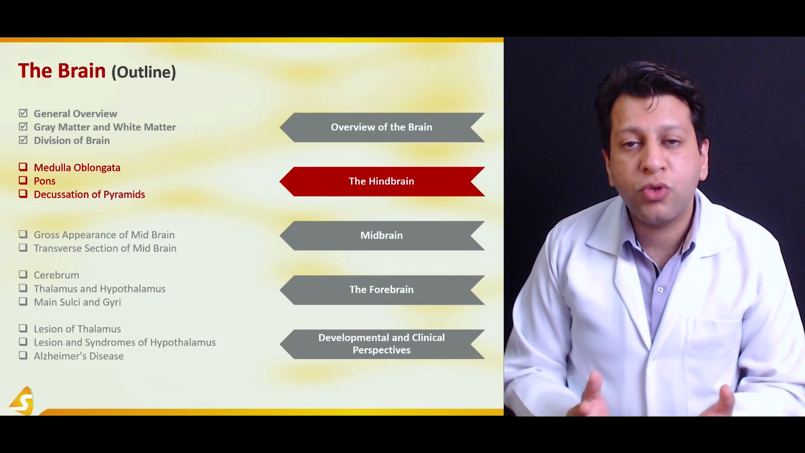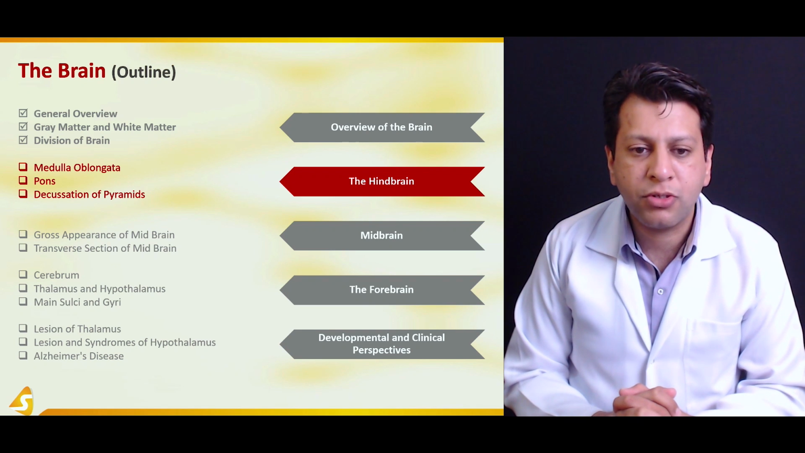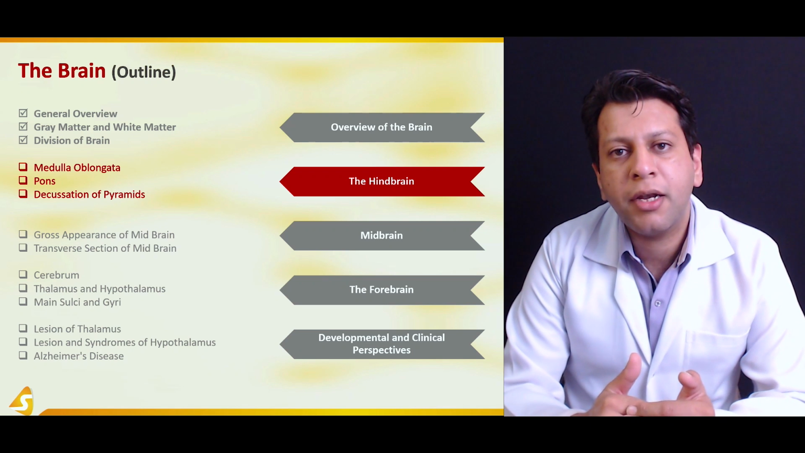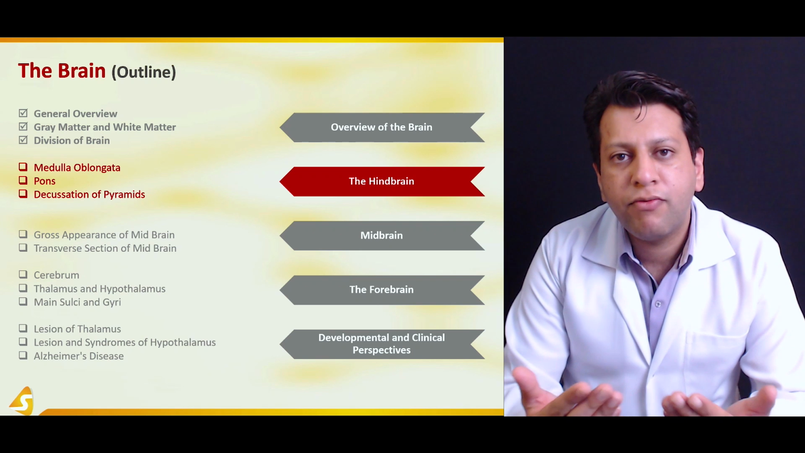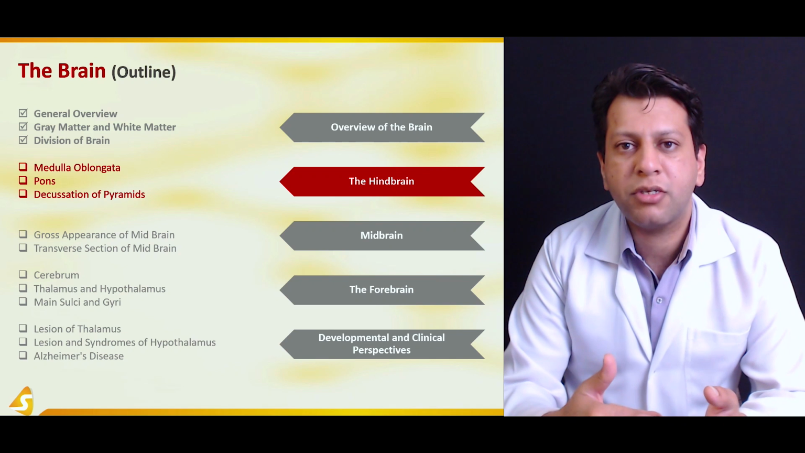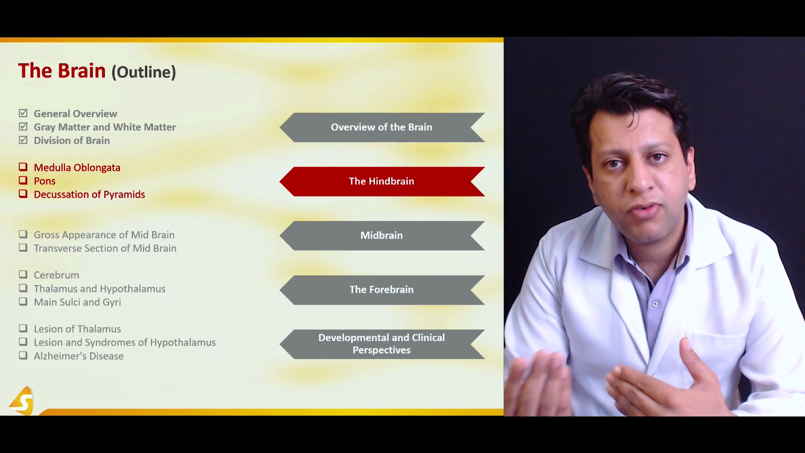As you know, the hindbrain is mainly composed of two things, the medulla oblongata and the pons, and we will be discussing how the medulla oblongata and pons form a conduit for all the structures which are coming right from the forebrain and going towards the spinal cord, how they connect the spinal cord with the midbrain as well as the fibers.